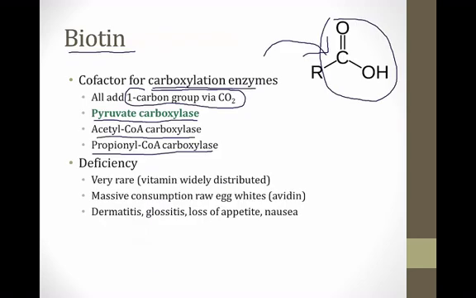Deficiency of biotin is very rare because the vitamin is widely distributed in the foods that we consume. One way people can rarely get a biotin deficiency is from massive consumption of raw egg whites. You need to eat an enormous number of raw egg whites in order to become biotin deficient, but raw egg whites contain a glycoprotein called avidin, which can bind to biotin and make you deficient in the vitamin. The symptoms of biotin deficiency are dermatitis, which will be inflammation of the skin, glossitis, inflammation of the tongue, loss of appetite, and also nausea.